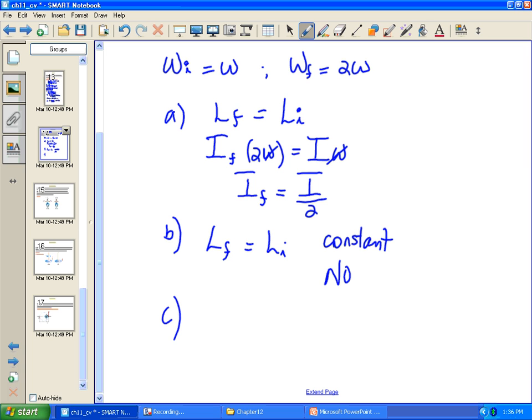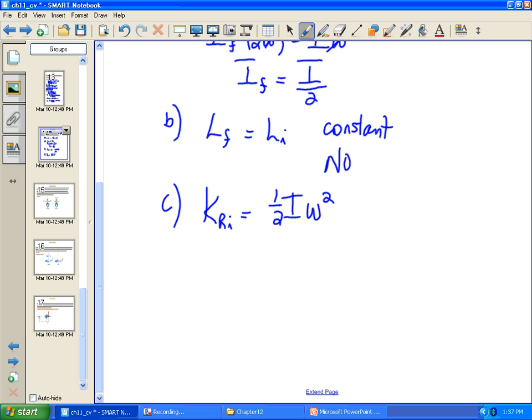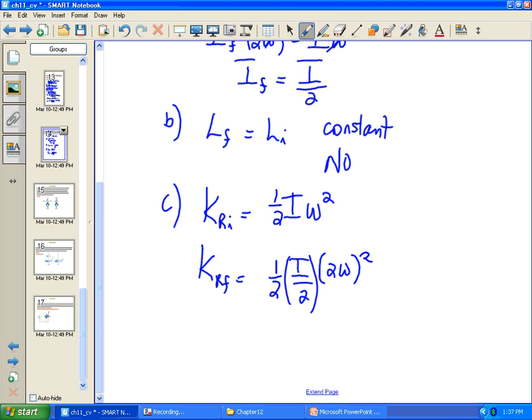The last part asks us about her rotational kinetic energy. So let's see. Initially, her rotational kinetic energy would be 1/2 her initial inertia, I, times her initial angular speed, omega squared. The final rotational kinetic energy is 1/2, I final is I over 2, omega final is 2 times omega, squared.